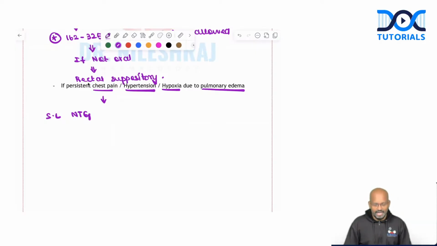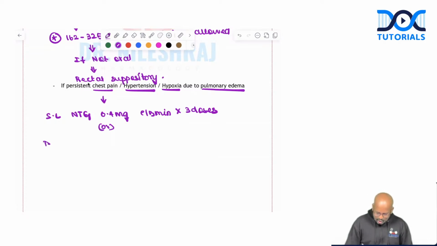Sublingual nitroglycerin can be administered as a tablet. Usually we keep it under the tongue, guys. Sorbitrate, a famous brand, is there. And 0.4 milligram is the dose which we give. Every 5 minutes, we have to repeat the drug dose up to 3 doses.